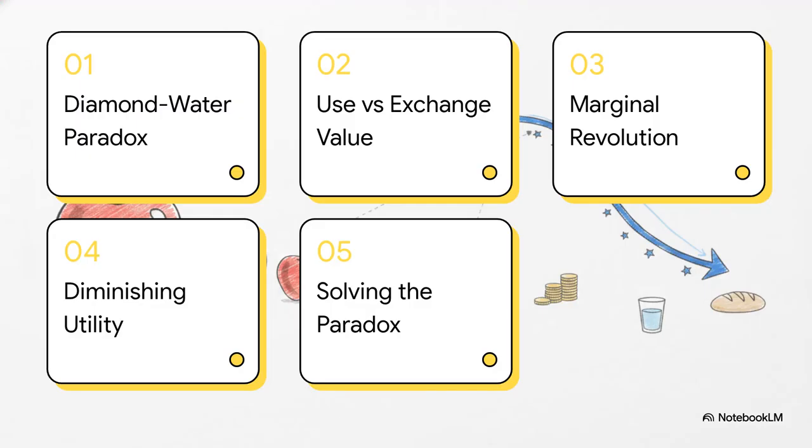To figure this out, here's our roadmap for this explainer. First, the diamond water paradox. Second, use value versus exchange value. Third, the marginal revolution. Fourth, diminishing marginal utility. And finally, solving the paradox.